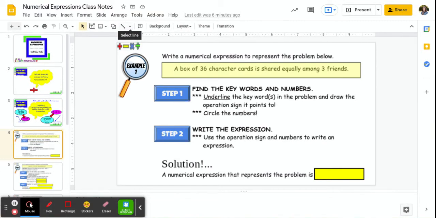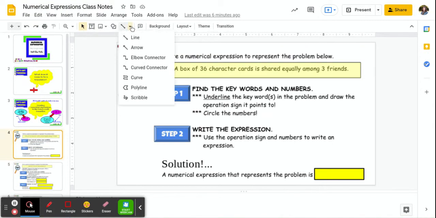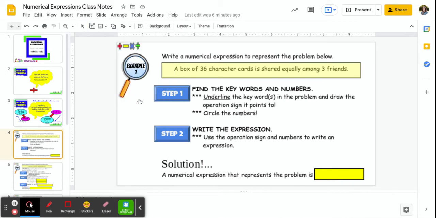So watch what we will do and do this along with me. You're going to come up here to this line feature and you're going to click down where it says select line. Then you're going to come to scribble, which is all the way at the bottom, and you're going to select scribble. When you select the scribble feature, then you're going to come over here and you get to scribble in this box and it will record where you scribble. So we are going to underline those 2 words, shared equally. So I'm going to click and I'm going to drag to make a scribble underneath shared equally.